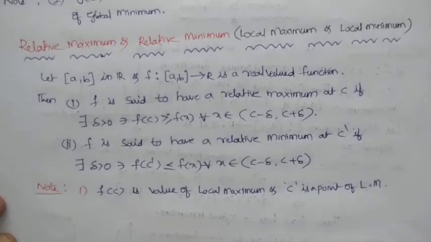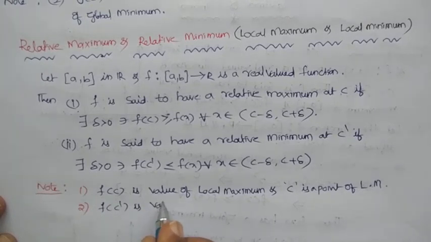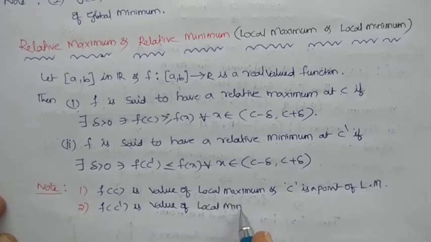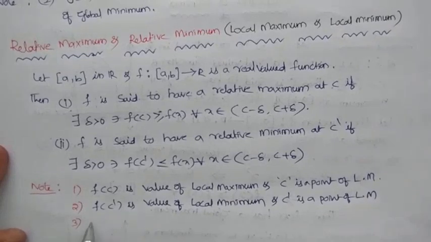And the second one: f of c dash is the value of local minimum, and c dash is a point of local minimum.